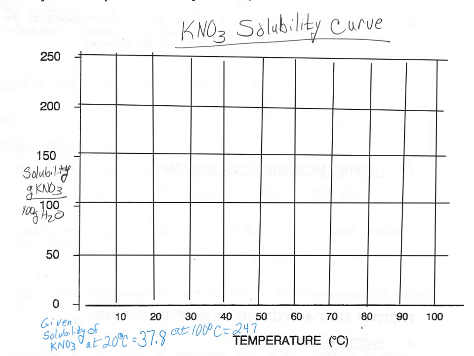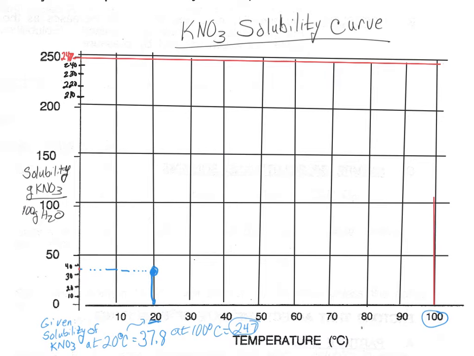So what we're going to do is show that on the graph here. We'll go to the 20 degree mark, we'll rise up, and we're going to stop at the point of 37.8. And we see the solubility of KNO3 at 100 degrees Celsius is 247 grams of KNO3 per 100 grams of water. We look on our chart at 100 degrees, we rise up until we get to the 247, and now we're going to connect those dots, which gives us the solubility curve for KNO3 in water.